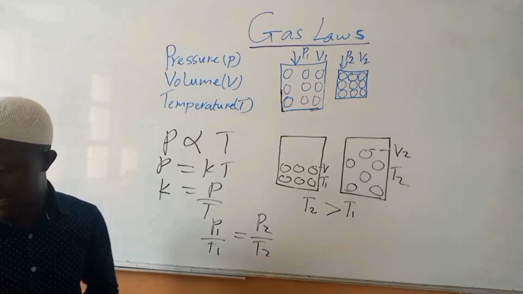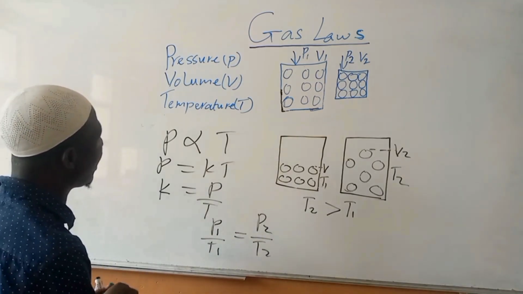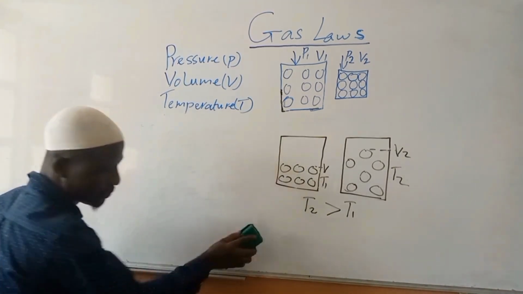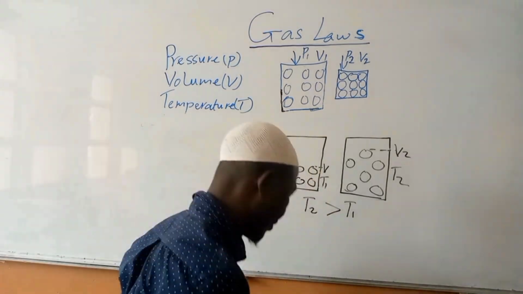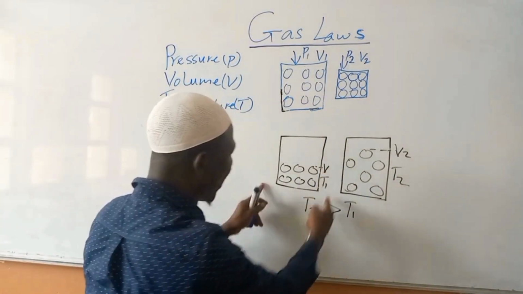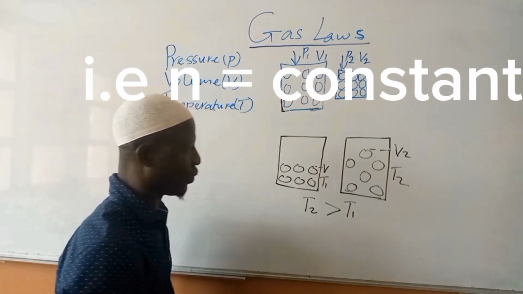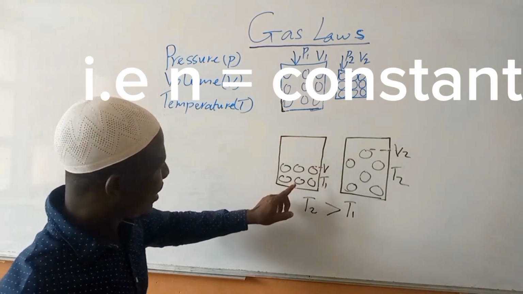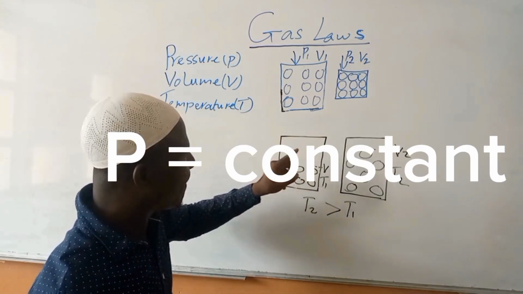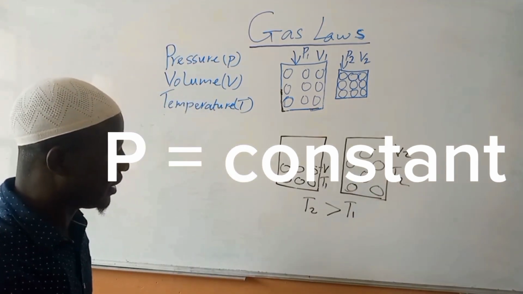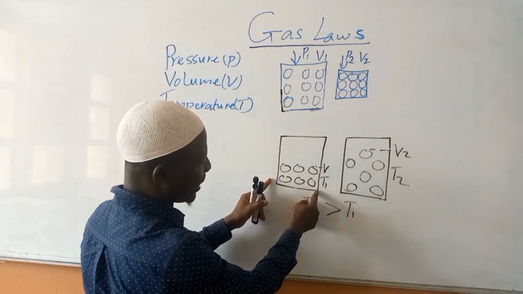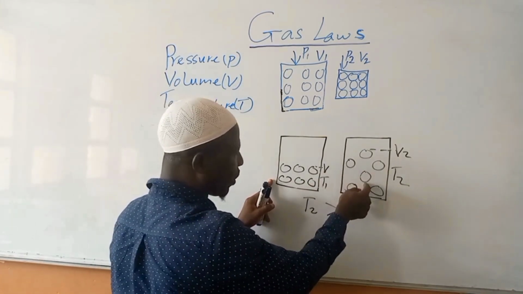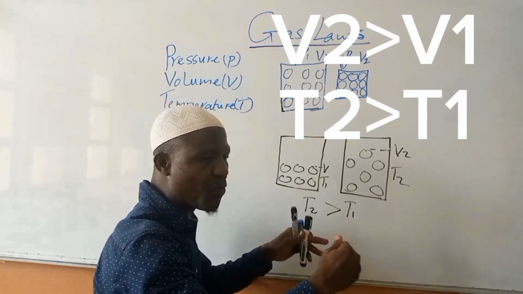Now let's go to the third one by relating volume and temperature together. We use the same diagram. Look at this one. They have the same number of molecules, which means we kept the number of molecules constant. Then the pressure is also constant in this case. Look at the number of molecules here. But because the temperature here is low, by the time you increase the temperature, the pressure between them will increase.